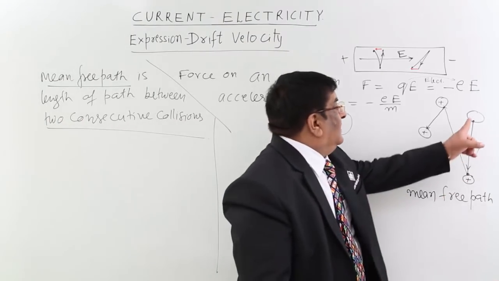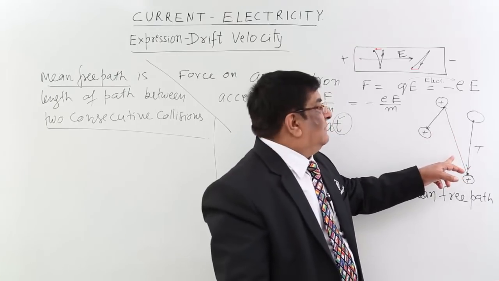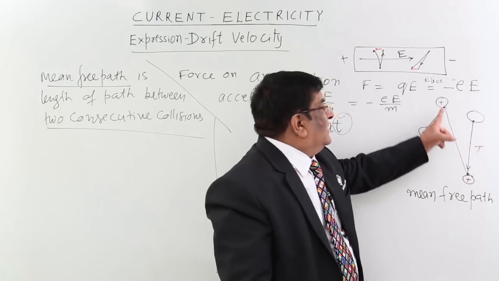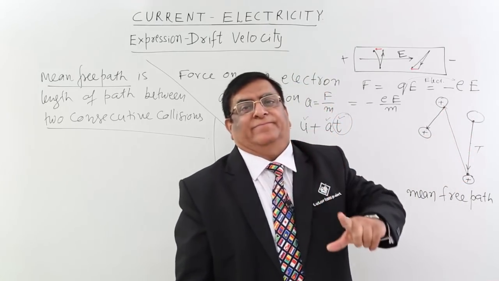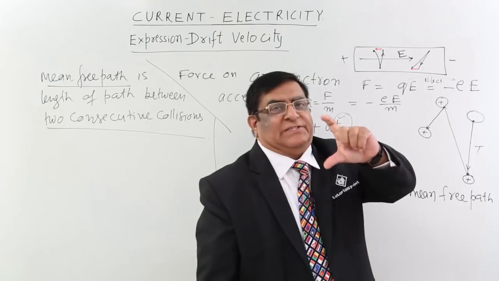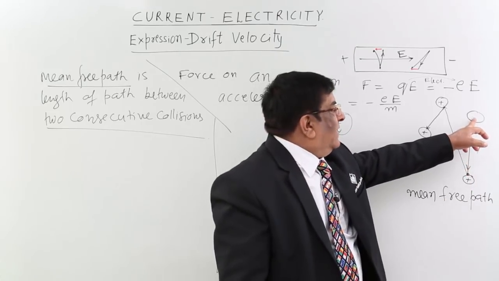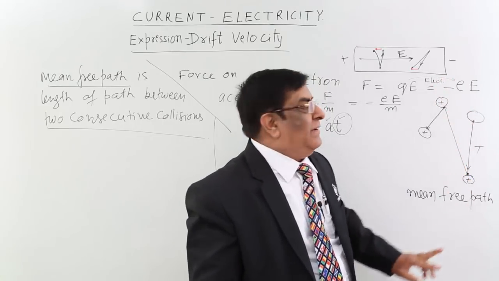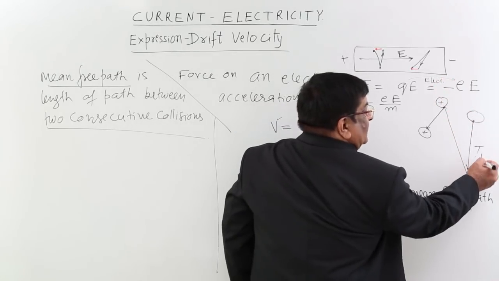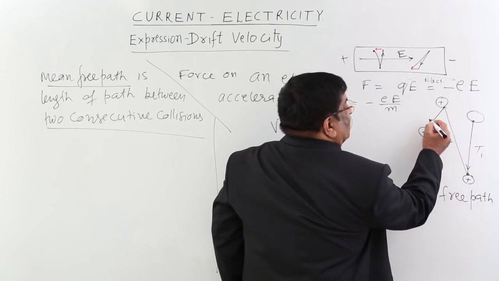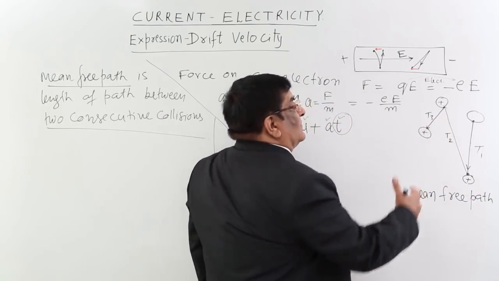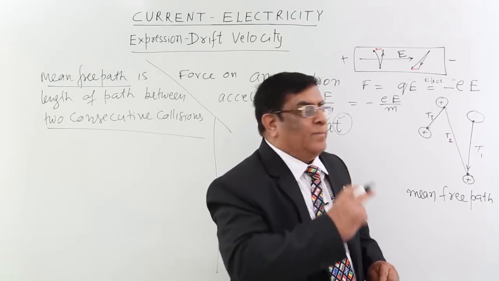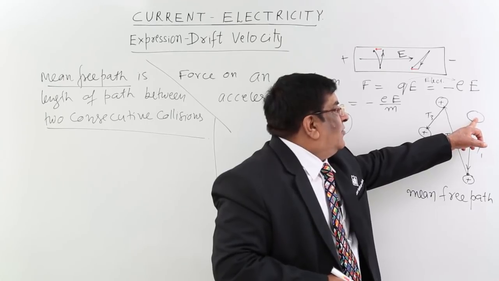Now, it is moving with a certain velocity. What is that velocity? That is thermal velocity. So for covering this distance, it must be taking some time. Time is equal to distance divided by speed. So here they have a distance and there is a certain speed, so they must be taking some time. Let us say this time was t1, this time is t2, this time is t3, and similarly there are times for different collisions.